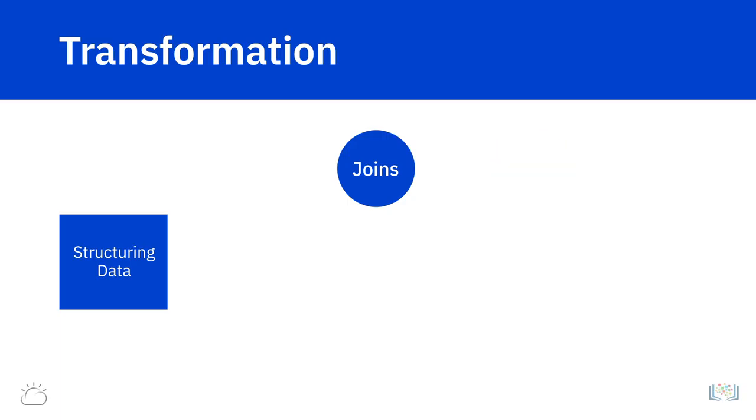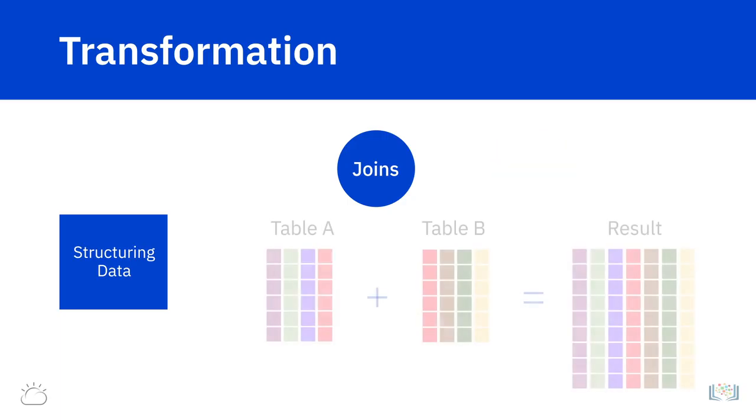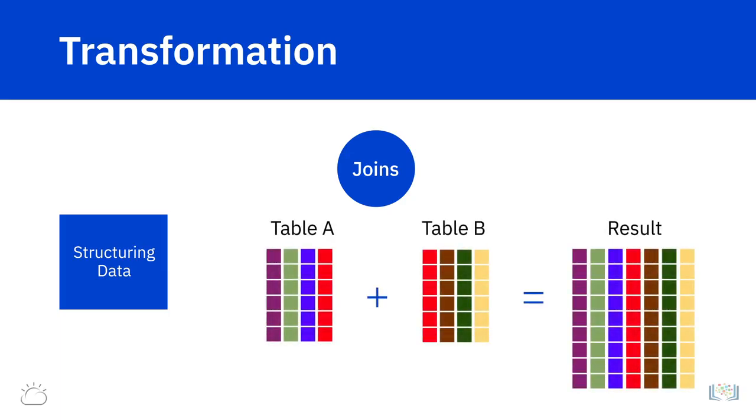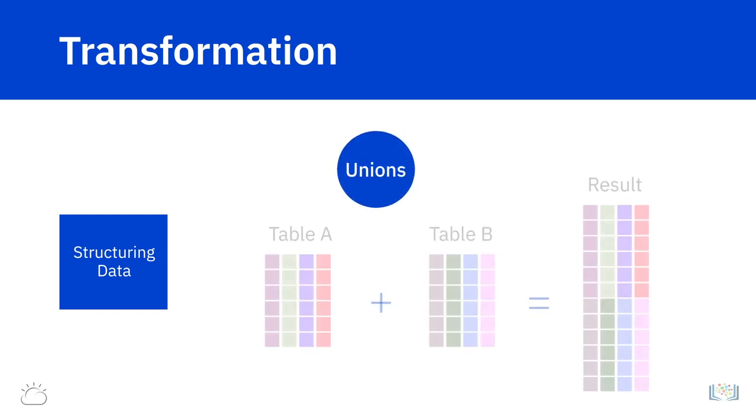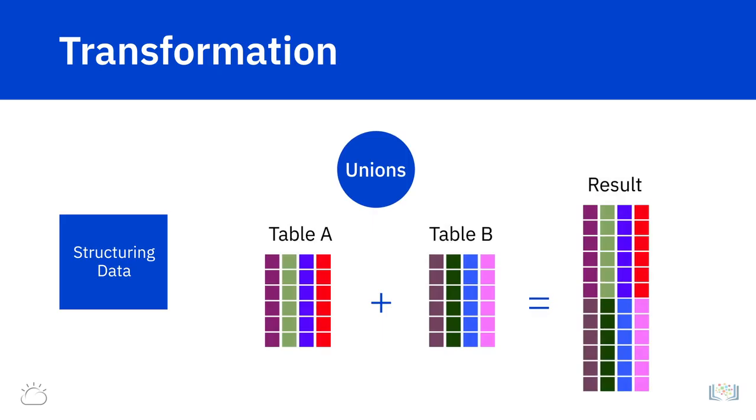Joins combine columns. When two tables are joined together, columns from the first source table are combined with columns from the second source table in the same row. So each row in the resultant table contains columns from both tables. Unions combine rows. Rows of data from the first source table are combined with rows of data from the second source table into a single table. Each row in the resultant table is from one source table or another.